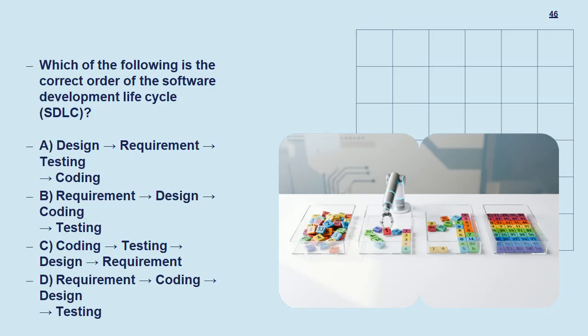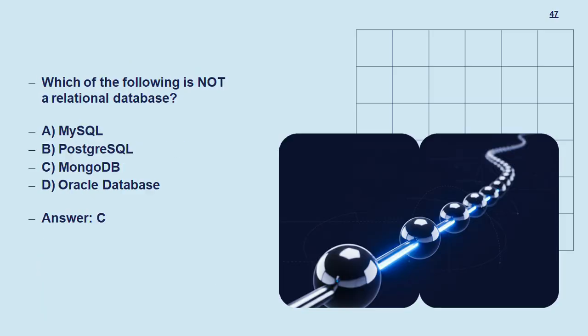Next question is, which of the following is the correct order of a software development life cycle? So for this, we first require our requirements, then design, then coding, then testing. So option B is the correct answer here. So the next question is, which of the following is not a relational database? For a relational database, we construct tables of rows and columns. So MongoDB is not a relational database.